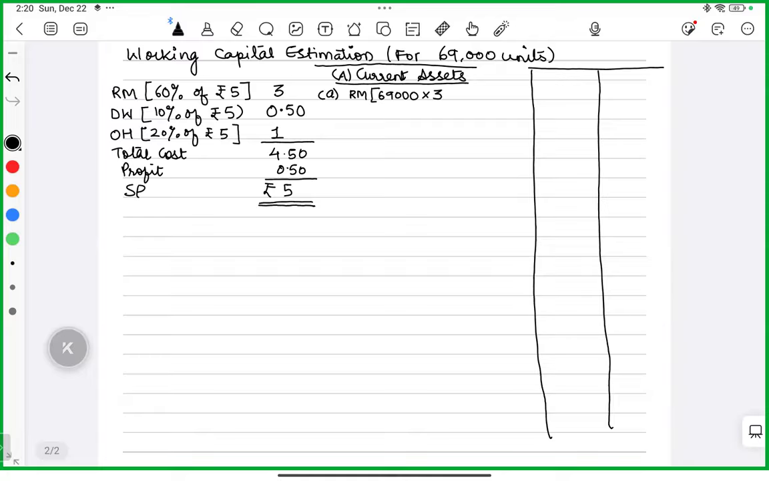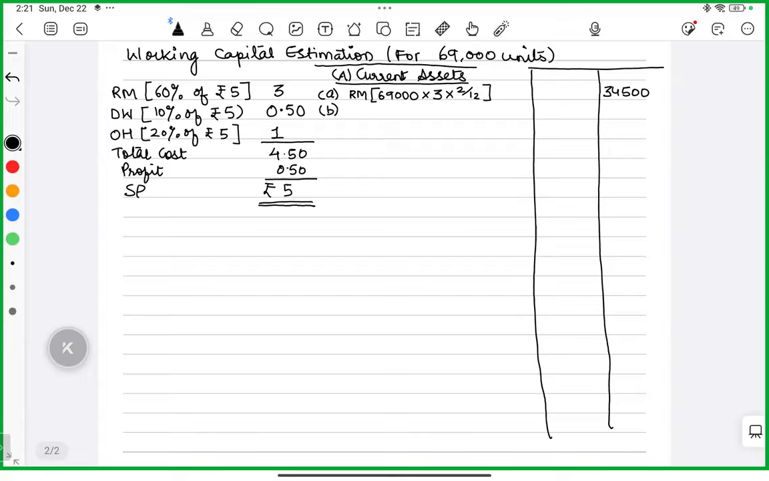Now if you read the question, you see material in hand is 2 months requirement. It means you are keeping 2 months worth of stock of raw materials in hand. So into 2 by 12. So 69,000 into 3 will give you raw material consumed for whole year. So for 2 months, how much? So into 2 by 12. So 34,500 is your stock of raw material.